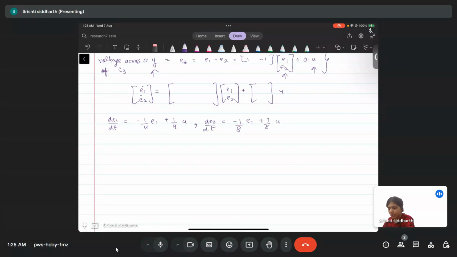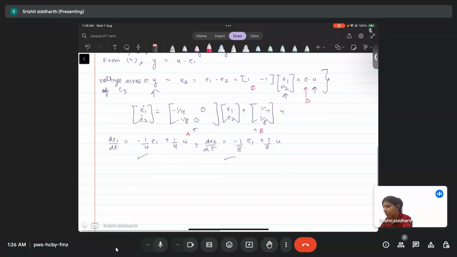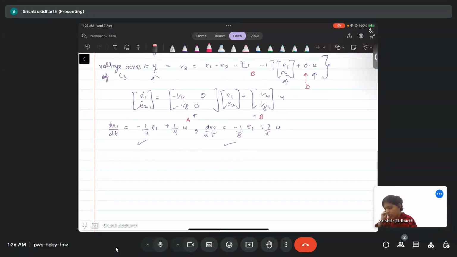So we can just write these equations in a vector matrix form. So let's just write this down. Minus 1 by 4, 0, minus 1 by 8, 0, 1 by 4, and 1 by 8. So we call this the system matrix A, this the input matrix B, this the output matrix C, and this is a coupling matrix D. In this case, this is 0. So I hope this example was clear to you.